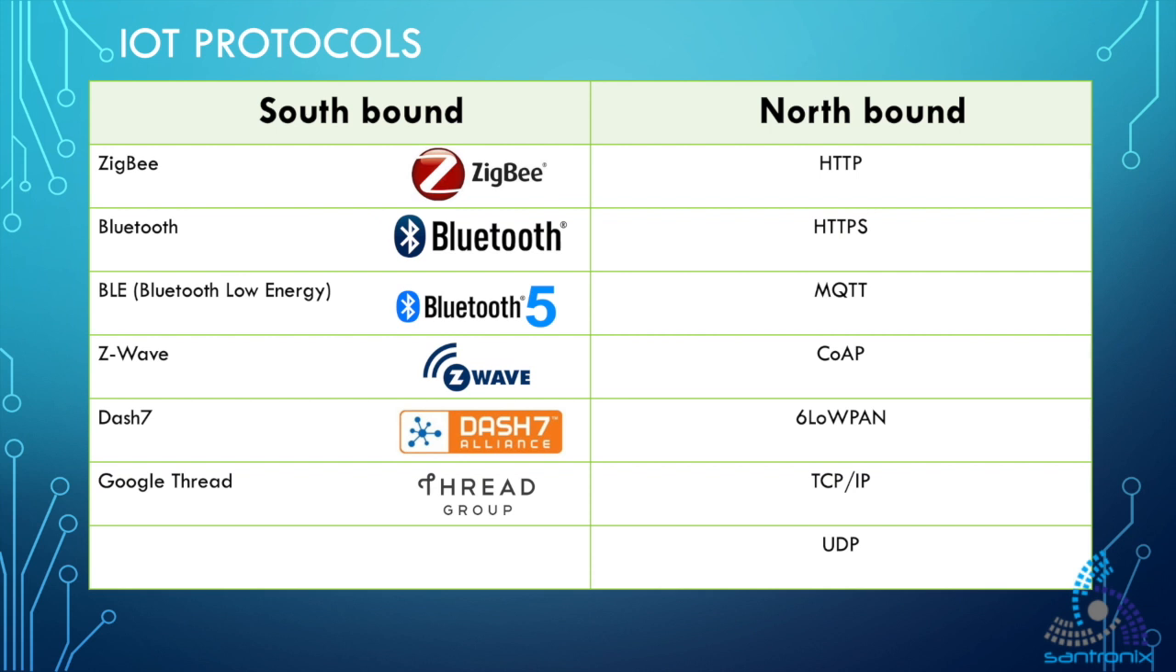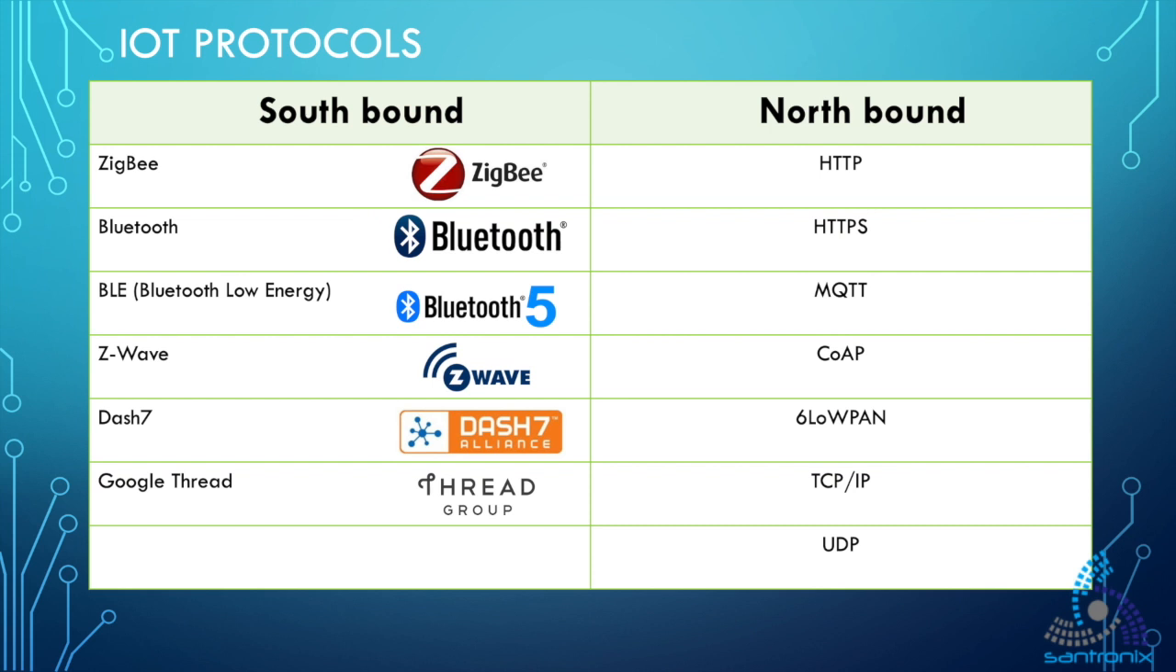Then we have Z-Wave. Z-Wave, like ZigBee, is a very versatile communication technology, and it is used mostly in industrial domains, like factories or manufacturing units. Then we have DASH7, which is realized by the DASH7 Alliance, and then we have Google Thread. Of course, there are many more southbound communication protocols available that you can refer to. For example, some which were not listed are Wi-Fi, and there are so many out there. But we're going to focus on very traditional ones in this tutorial.